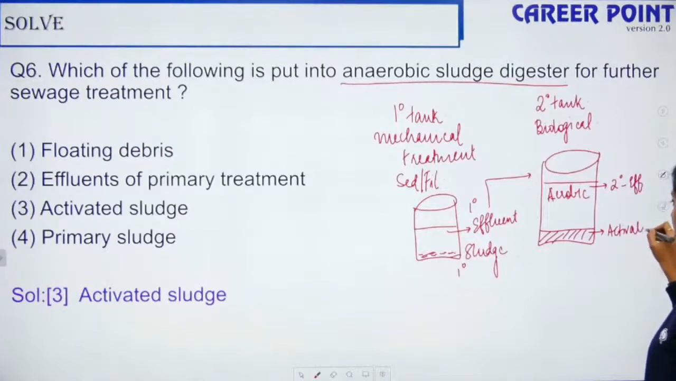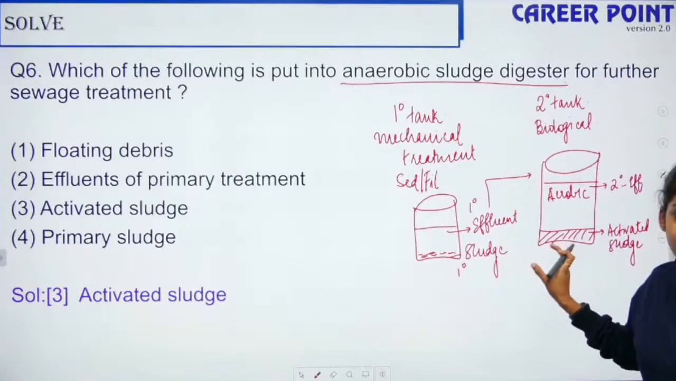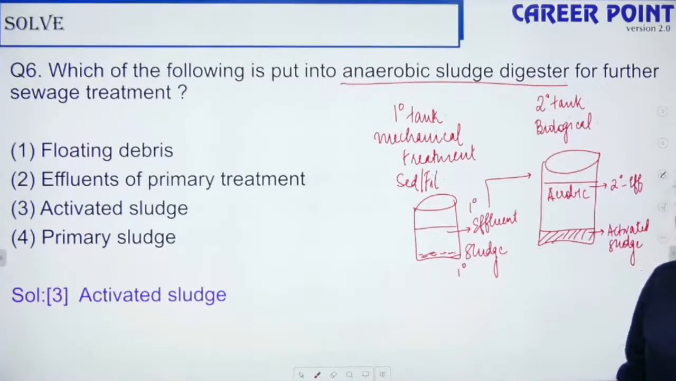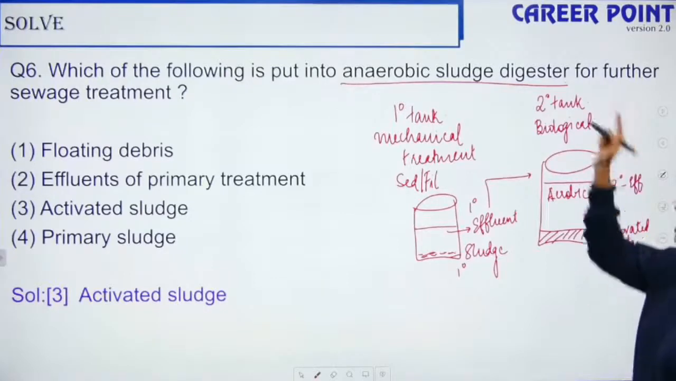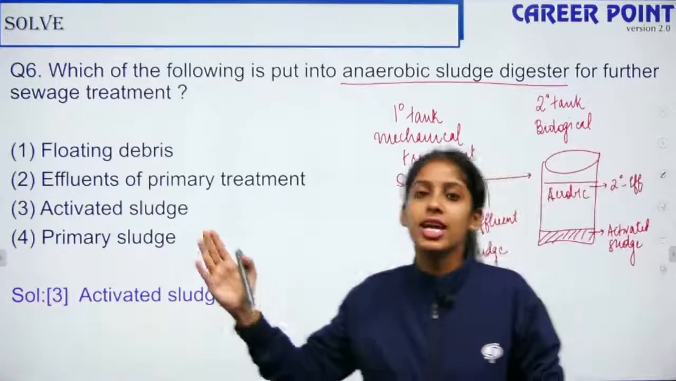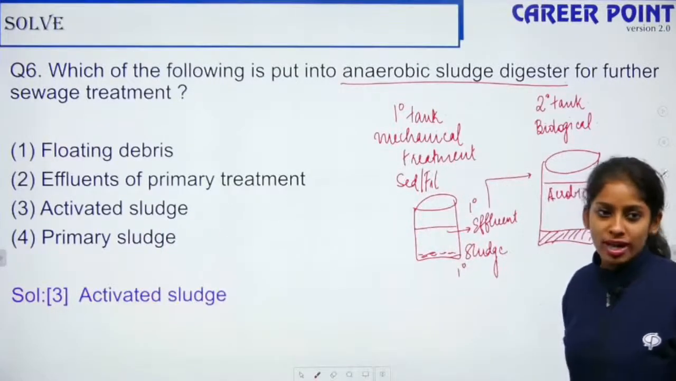This is not called secondary sludge, but activated sludge, because it has some microorganisms. Now I take this activated sludge and put it in the third tank, that is my anaerobic digester. So these aerobic bacteria are digested by anaerobes, which in turn give me gases like methane, carbon dioxide, etc. So here the right answer is activated sludge.